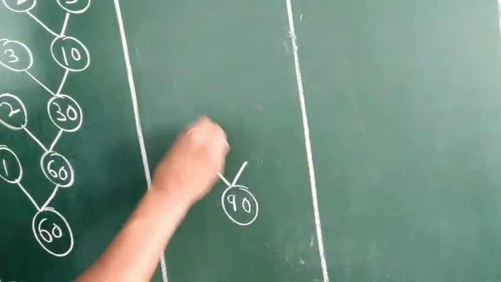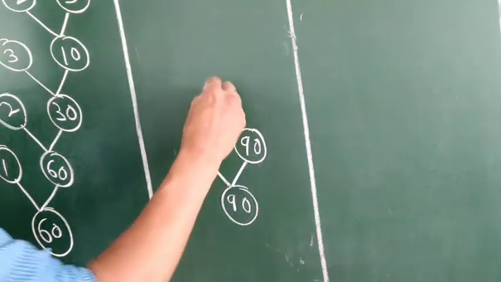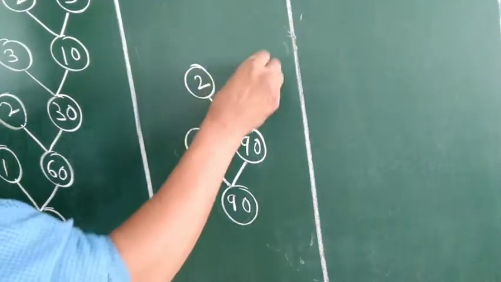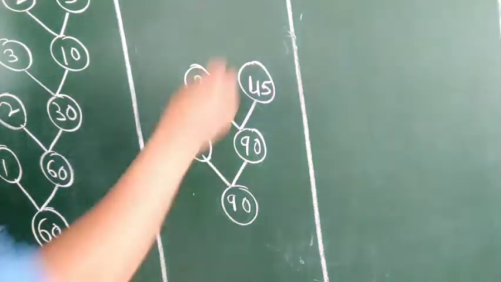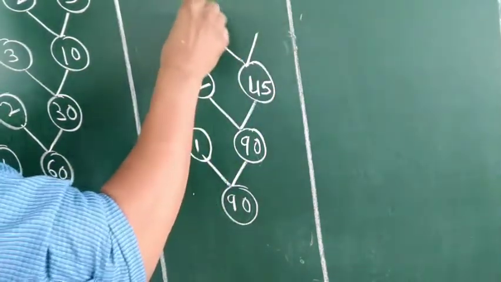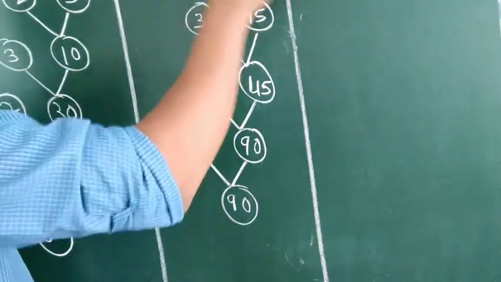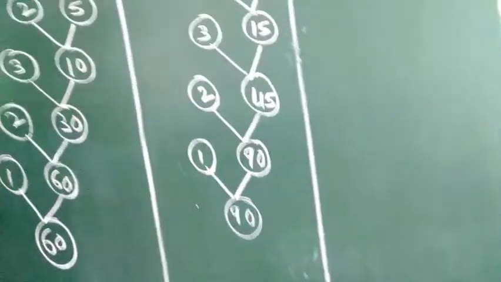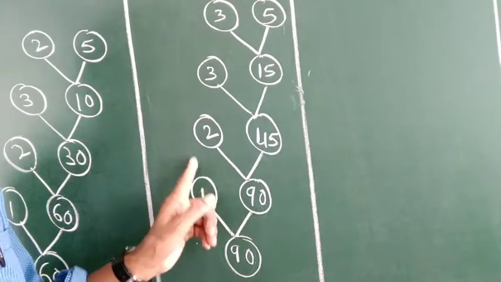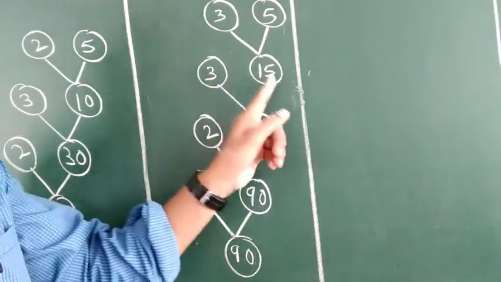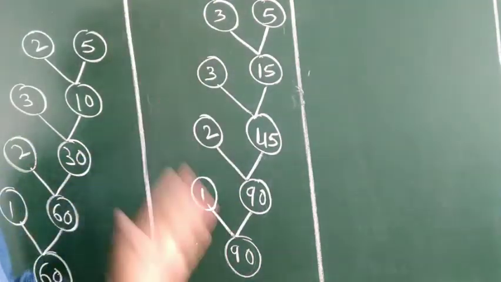See, it is 1 and 90. 90 ones are 90. Then see, it is 2 and 45. Next, it is 3 and 15. And then it is 3 and 5. 90: 1 into 90, 2 into 45, 3 into 15, and 3 into 5. So this way, these are the factors of 90.